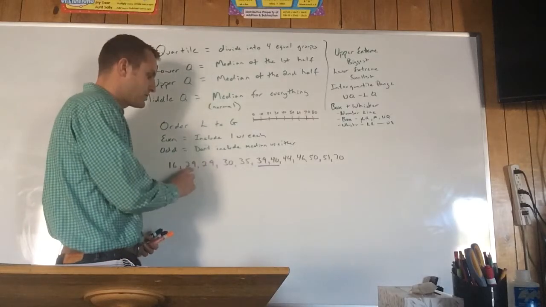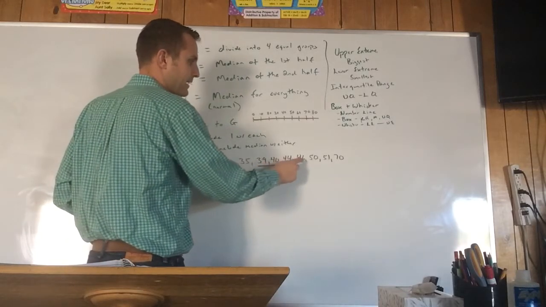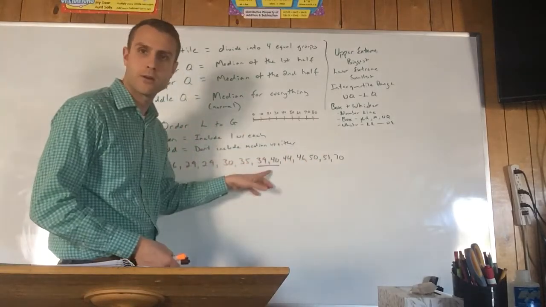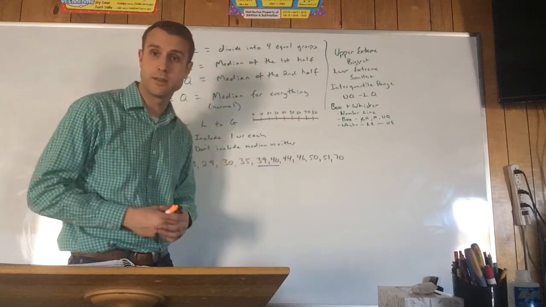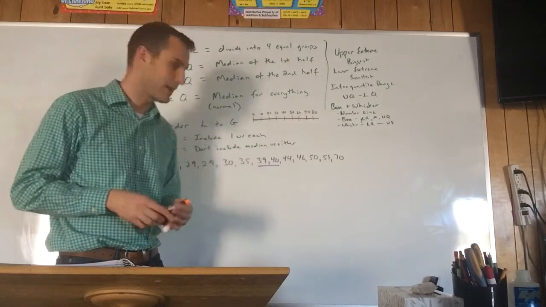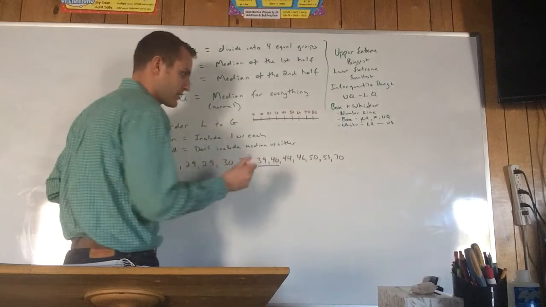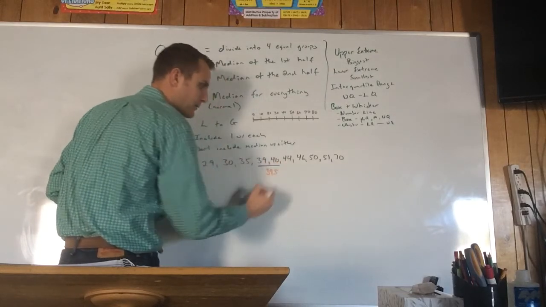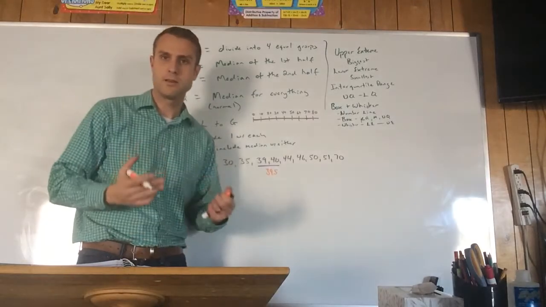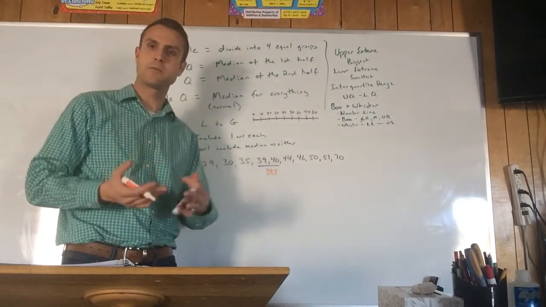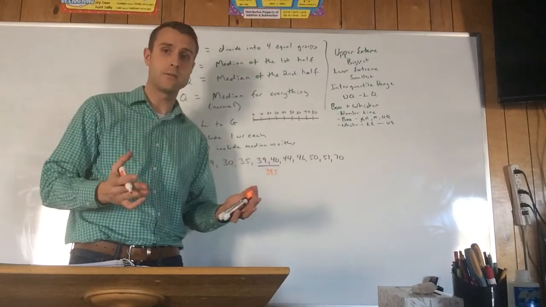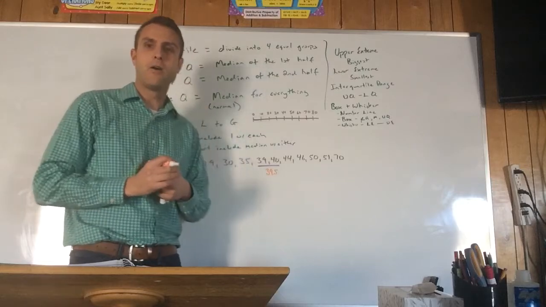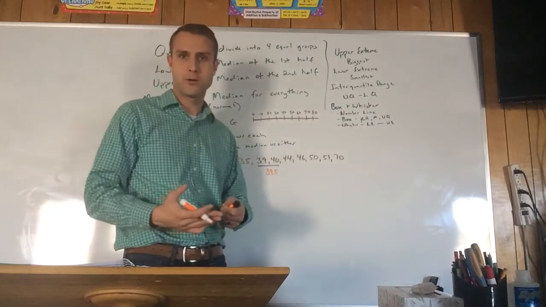Notice that there are 1, 2, 3, 4, 5, 6, 7, 8, 9, 10, 11, 12 numbers. Since I have 12 numbers, remember if it's an even number, I have 2 middle numbers. To get the median, I'm going to add those 2 numbers together, 39 and 40, and divide by 2. So my median would be 39.5. Remember, if it's an even number, I have to add the 2 middle numbers together and divide by 2. If it's an odd number of numbers, then I just have 1 number in the middle, and that is my median. Now, how do I find my lower quartile and my upper quartile?